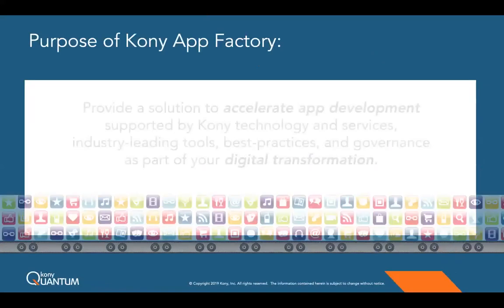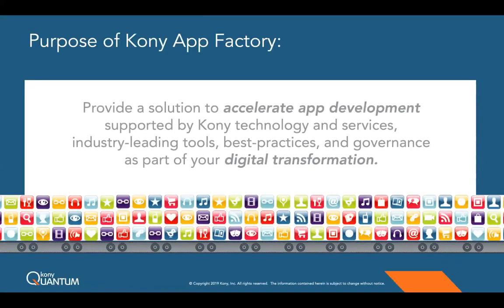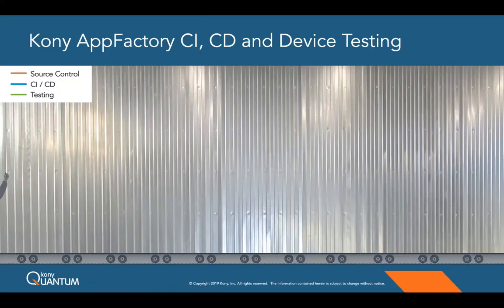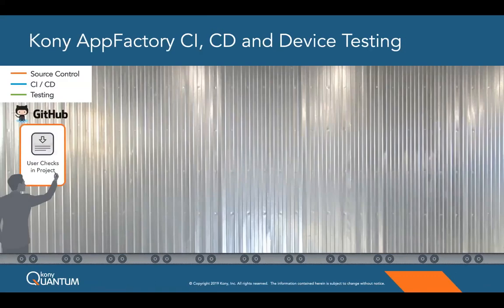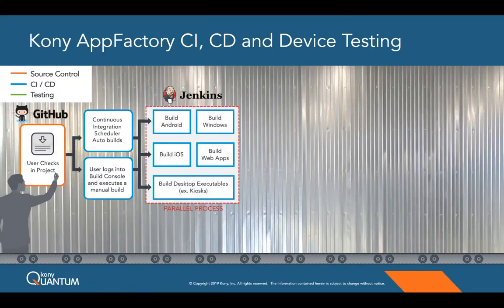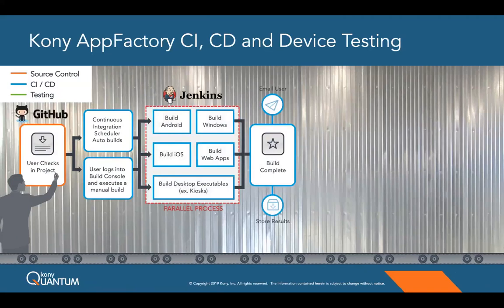So let us quickly look at App Factory. App Factory is basically Kony's CI/CD solution. It is to build, test, and distribute, right? So the user checks in the project into Git, and the continuous integration triggers an auto build, or the user can manually create an auto build, and it builds for Windows or Android or web apps and even kiosks, and you can run them in parallel. Once the build is complete, you can send an email to the user. You can also store the result to view it later.